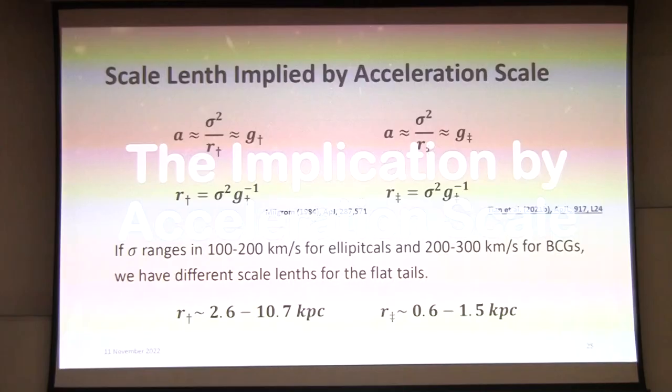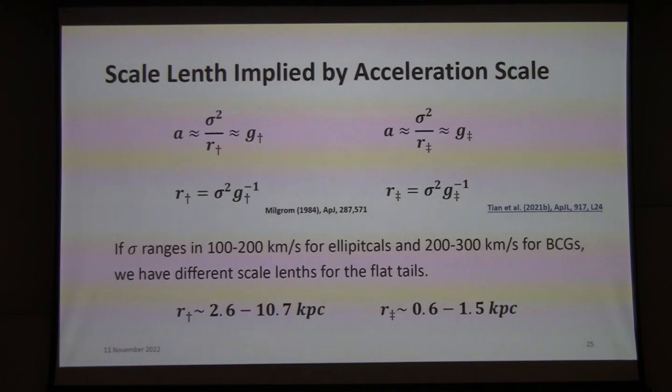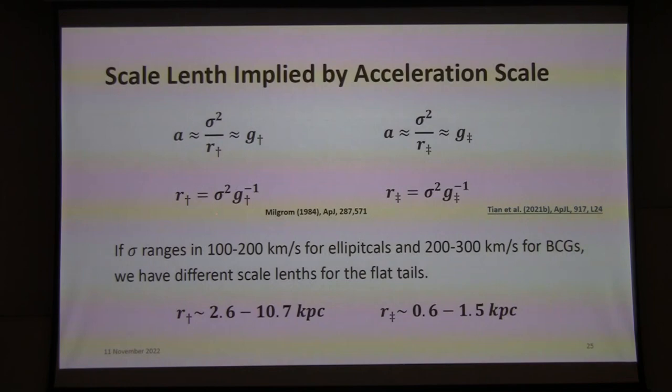So here is the one by Milgrom 1984, and we can consider this. We can identify there is a so-called scale length, and it's implied by the acceleration scale. For MaNGA or IR, usually we will have the wrong. In our sample, usually we will have 100 to 200 velocity dispersion for the gas.